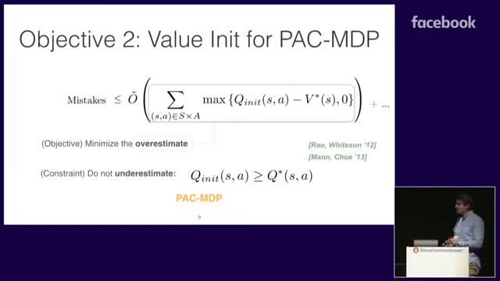At the same time, you don't want to be too pessimistic because a lot of these algorithms explore using the principle of optimism under uncertainty. And so as a result, there's this delicate balance between over-optimism and pessimism. You want to sit somewhere right in the middle.